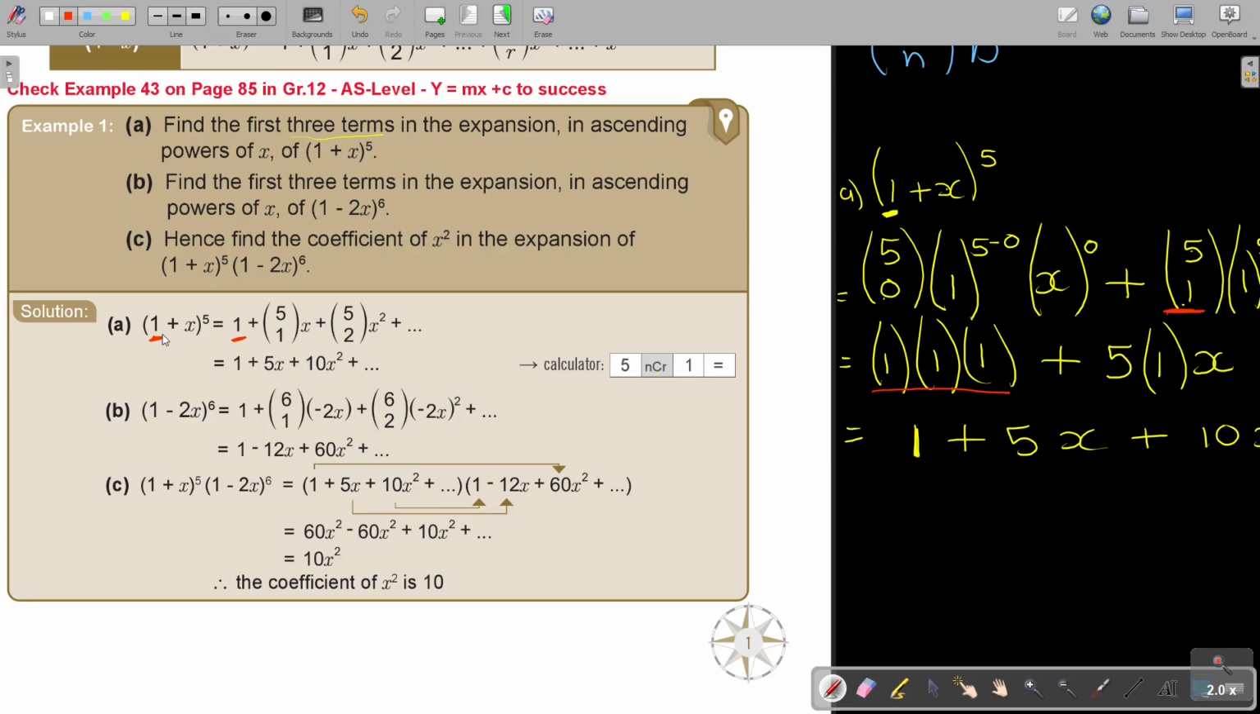Now, find the first three terms in ascending powers. And now again it's 1. I want you now to get used to this special case because it's going to spare you time. The AS level question papers are very long and you really want to spare time. So you know that the first term will be 1.